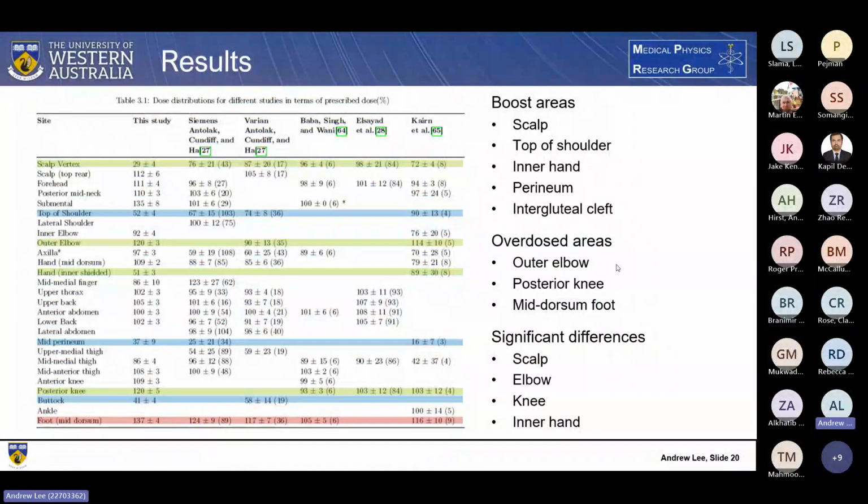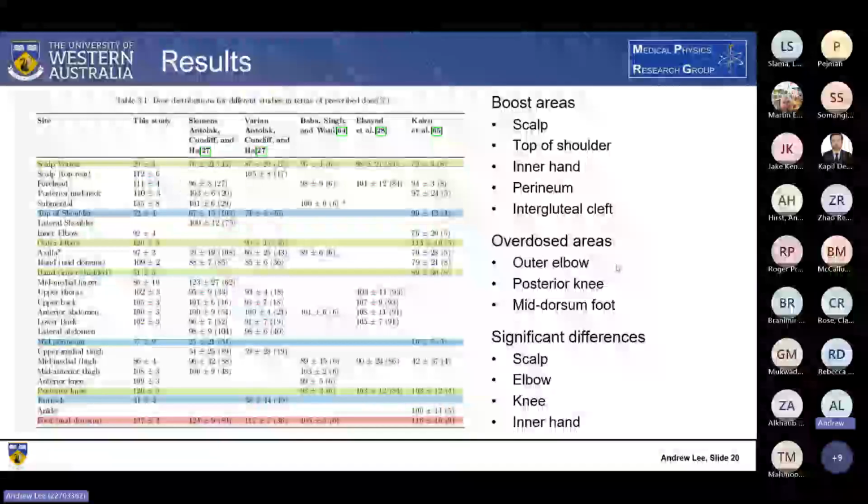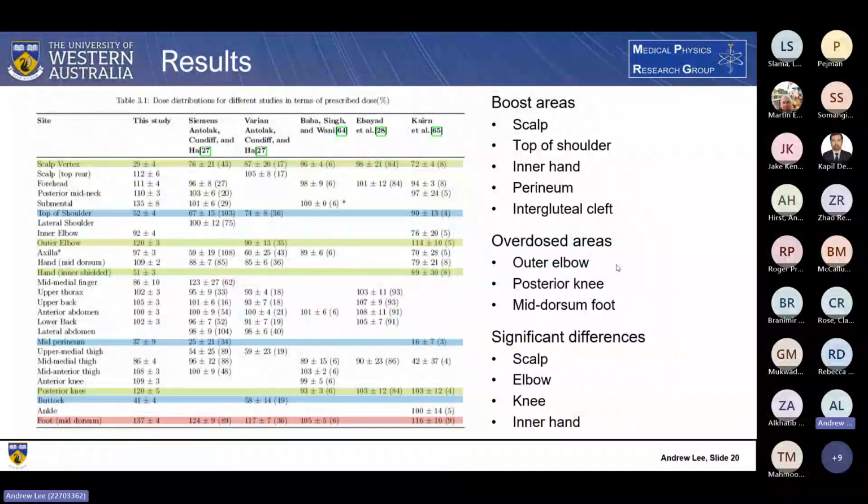The main differences there is the presence of hair on the scalp, which is going to cause extra scatter, as well as primarily the use of TLDs, which have additional thickness compared to Gafchromic film at the top of the head. And so that's going to lead to higher dose readings. We can double check this actual dose to the scalp with the use of an additional wig on the phantom.